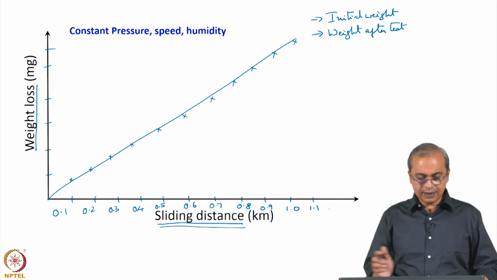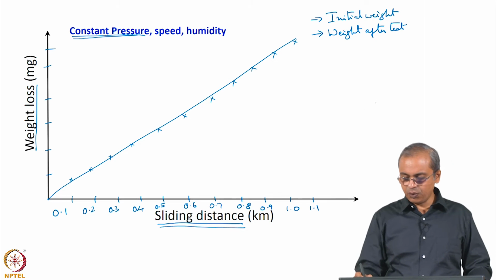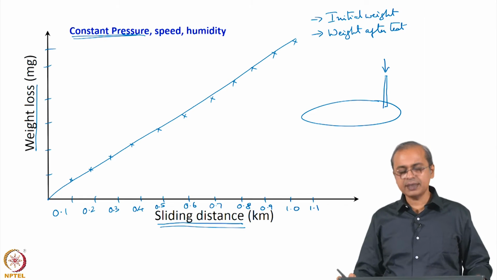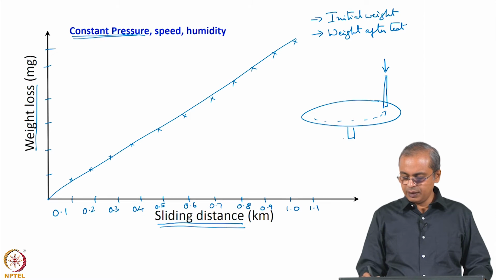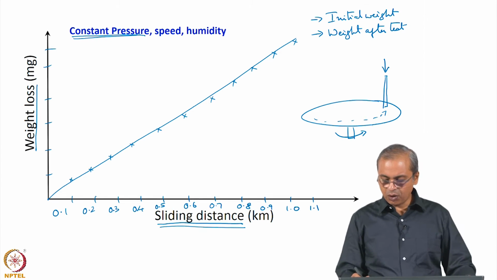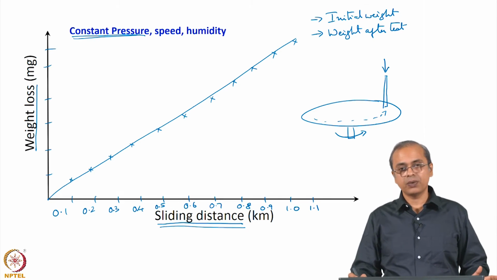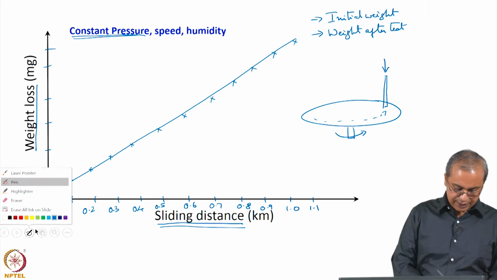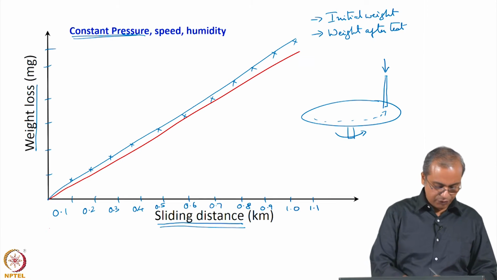So, this is now at constant pressure, which means that the load that you are putting on that pin is constant. Your pin is here, and the pressure that you are applying is constant, but you are halting at different distances. So, you allow it to run for some number of revolutions, you halt, you take it out and you make this measurement. This you can do for a bunch of different samples.